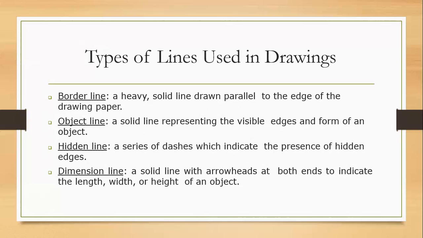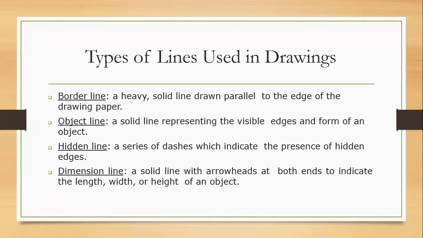Then we have hidden lines. This is a series of dashes that indicates the presence of a hidden edge. For example, imagine you're looking at a table from above, right? And you can see the edges of the outline of the table. But what if there is another structure along the length of that table in the middle, from underneath, that is part of the structure of the feature, but you cannot see it from above? So that hidden line is intended to give additional information, even though it's not immediately visible.